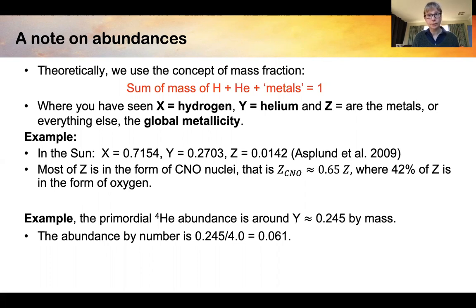Most of the Z, this is the global metallicity, is in the form of CNO nuclei. That's carbon, nitrogen, and oxygen. And most of that is carbon-12, nitrogen-14, and oxygen-16. You add that up, and about 65% of the global metallicity is in the form of carbon, nitrogen, oxygen. And indeed, 42% of that is in the form of oxygen. We also sometimes refer to abundance by number. That's generally where we take the mass fraction and divide it by the atomic mass to get what is sometimes called a mole fraction.